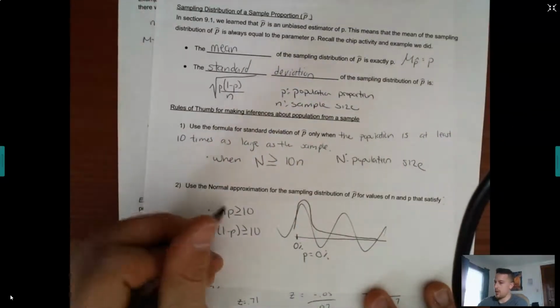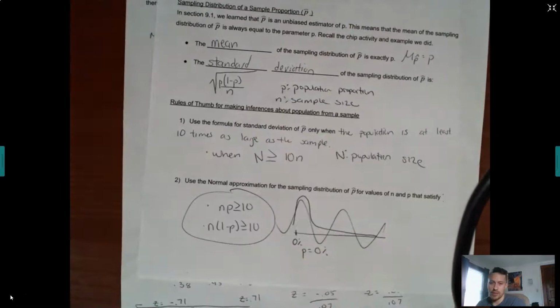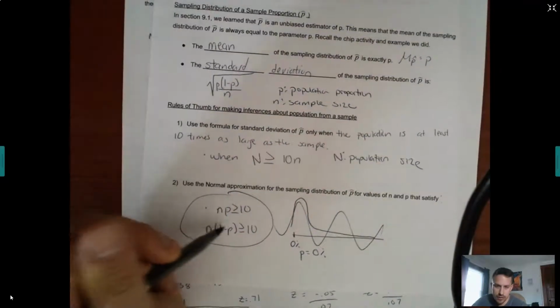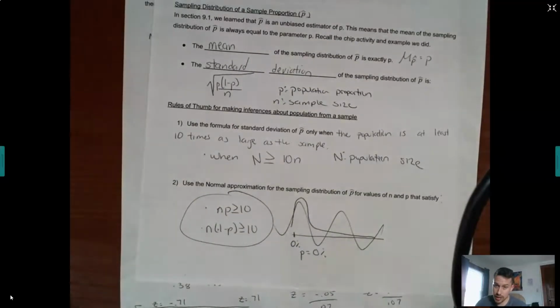So we just need to check these two things. If we're going to use a normal distribution, if there's one thing to take away from this, check these two conditions. Otherwise, can't use a normal distribution.